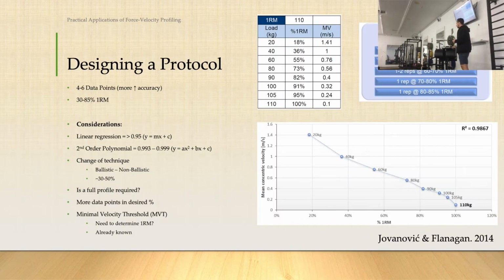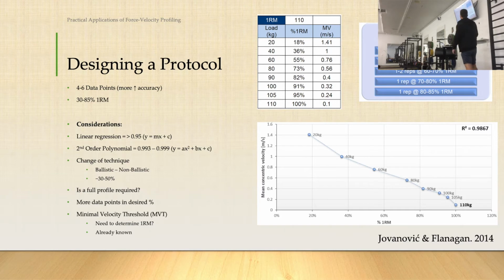Okay, so let's design a protocol. So if you look at some of the research by Adelaide and Flanagan, this is a really, really good paper, and it highlights a lot of stuff I want to talk about today. So what they suggest is that you go with at least 4 to 6 data points, and you look at a spectrum across 30 to 85% 1RM further if you'd like to. They suggest 2 to 3 reps at 30 to 40%, and then finishing up with 1 rep around 80 to 85%. Really good starting point, but I sort of decided to change things a little bit, and we'll talk about it in a second.